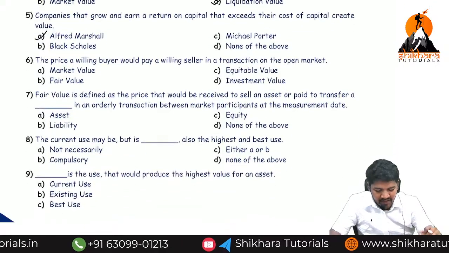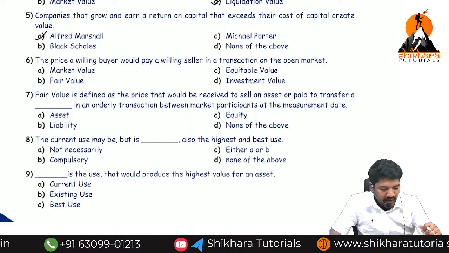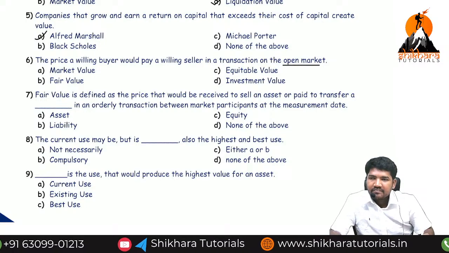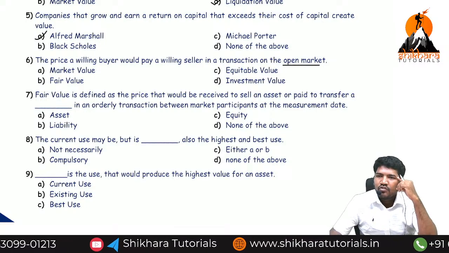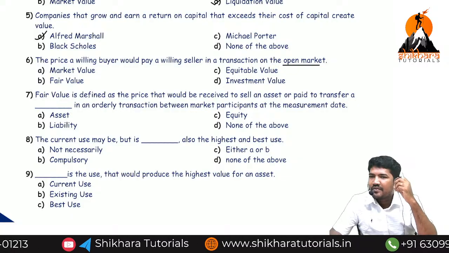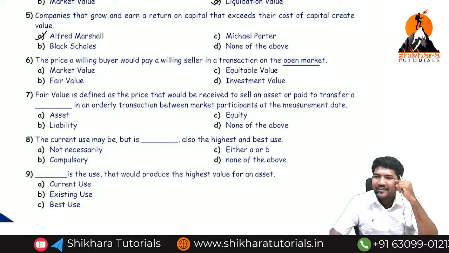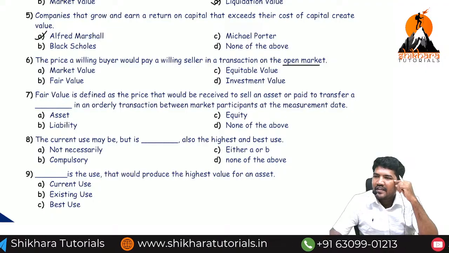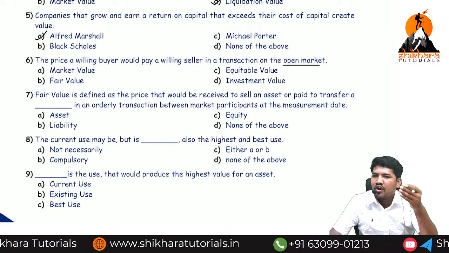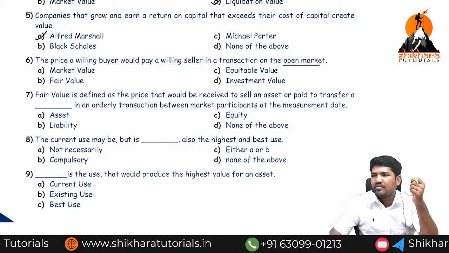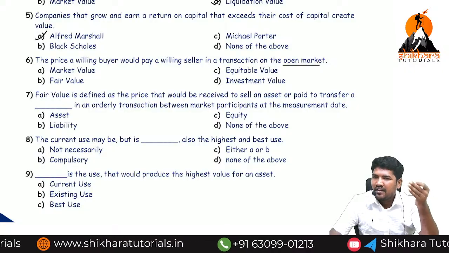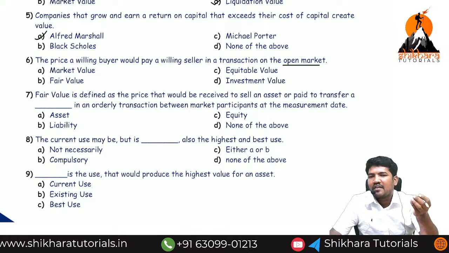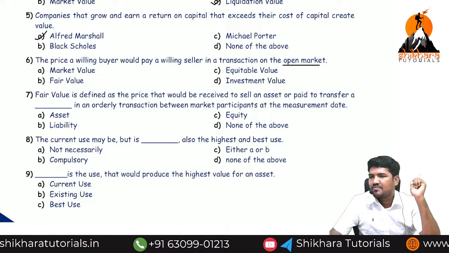Now MCQ number 6. The price a willing buyer would pay a willing seller in a transaction on the open market. Open market is a keyword for fair market value, but there is no such option. So I already said that a correct answer and a best answer exist. If there is no such option, they need to give an option called none of the above. If none of the above is not given, they're expecting an answer from the 4 options. The replacement word for fair market value is market value here. Put a star for that MCQ.